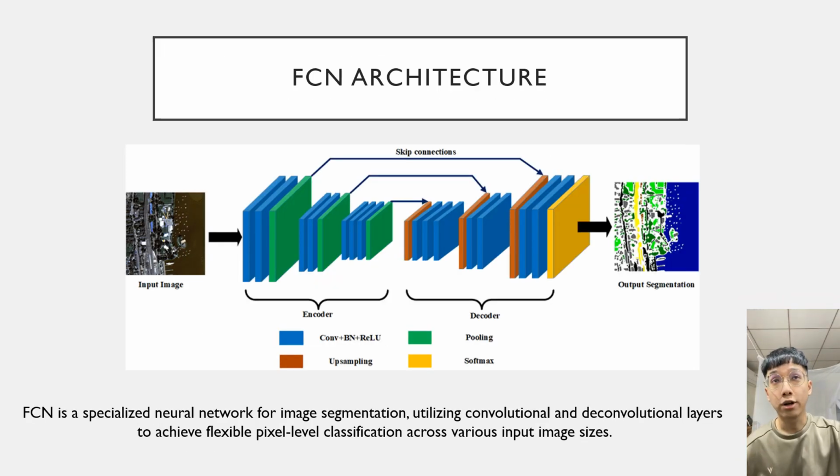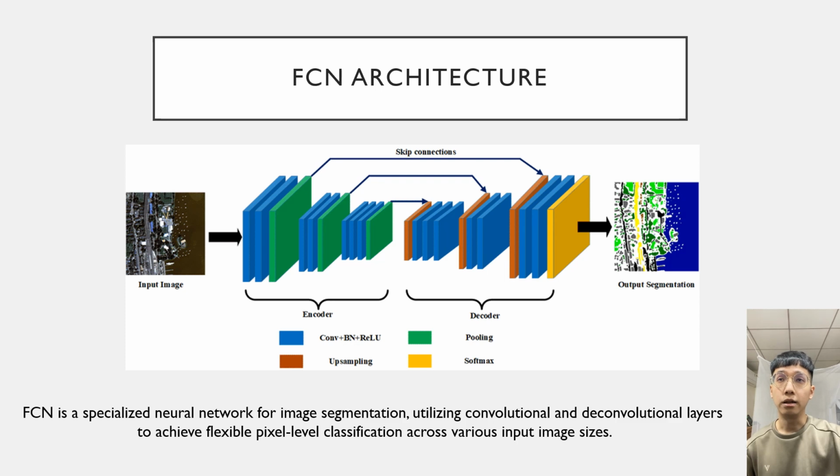And for the architecture of the FCN, the first one is the key component. FCN diverges from traditional convolutional neural networks by replacing fully connected layers with convolutional layers, preserving spatial information. It comprises an encoder and decoder structure, with the encoder extracting features and the decoder performing pixel-wise classification.